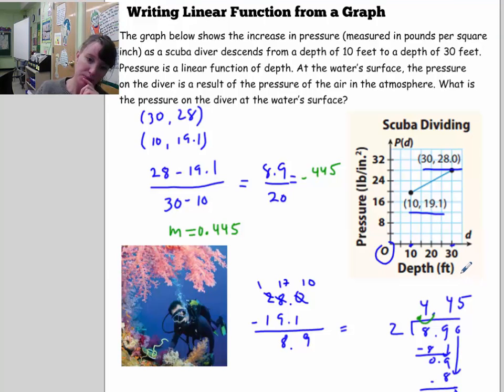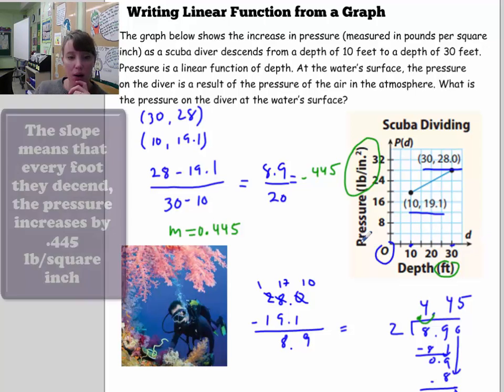Yeah, because it's rise over run. So you use the units in the rise, which is pounds per square inch, a measurement of pressure, over the amount of feet. So it looks like the pressure is increasing at a rate of 0.445 pounds per square inch for every foot that they descend in the water.